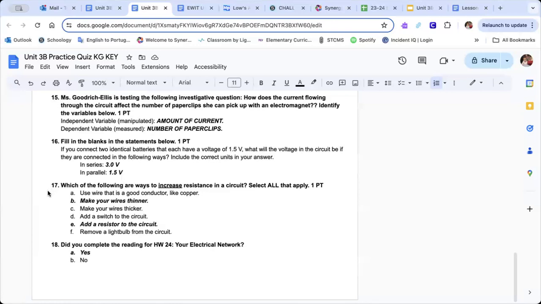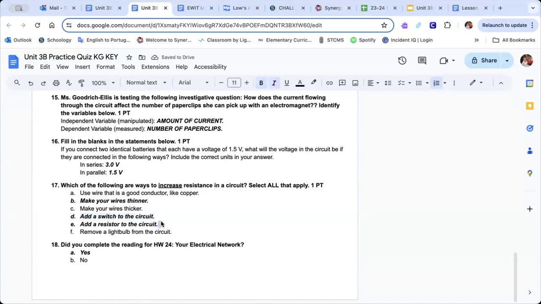17, this is asking you about entry 6, which is resistance in a wire, the lab that we did. So which of the following ways can we increase resistance in a circuit? Using a wire that is a good conductor like copper will decrease resistance. Making your wires thinner will increase resistance. Making your wires thicker will decrease resistance. Adding a switch to the circuit will also kind of increase resistance a little bit, because everything has resistance to it. So there's multiple answers here.